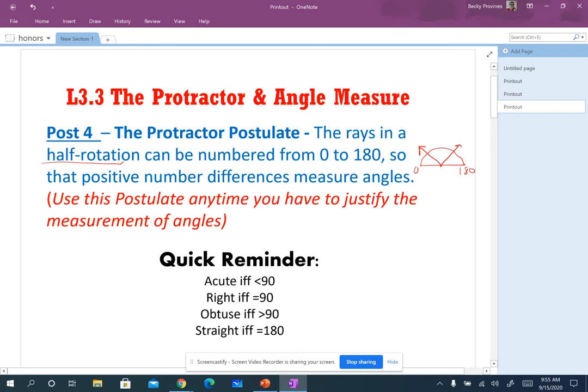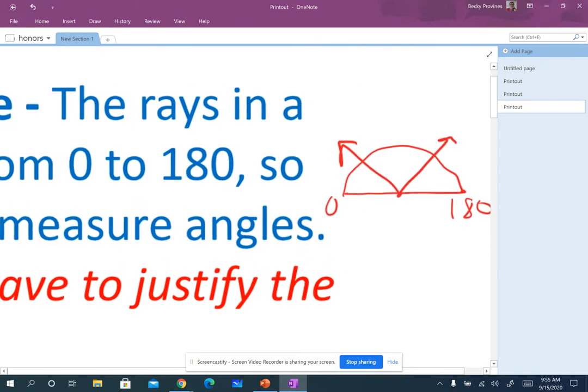You're going to measure it. Now, the difference is you're not going to be able to rotate the protractor to put the 0 on one of the sides of the angle. So we're going to figure out how to do this. It says positive number differences measure angle measures. So that means you can never have a negative angle measure. Measurement is always positive when dealing with angles.